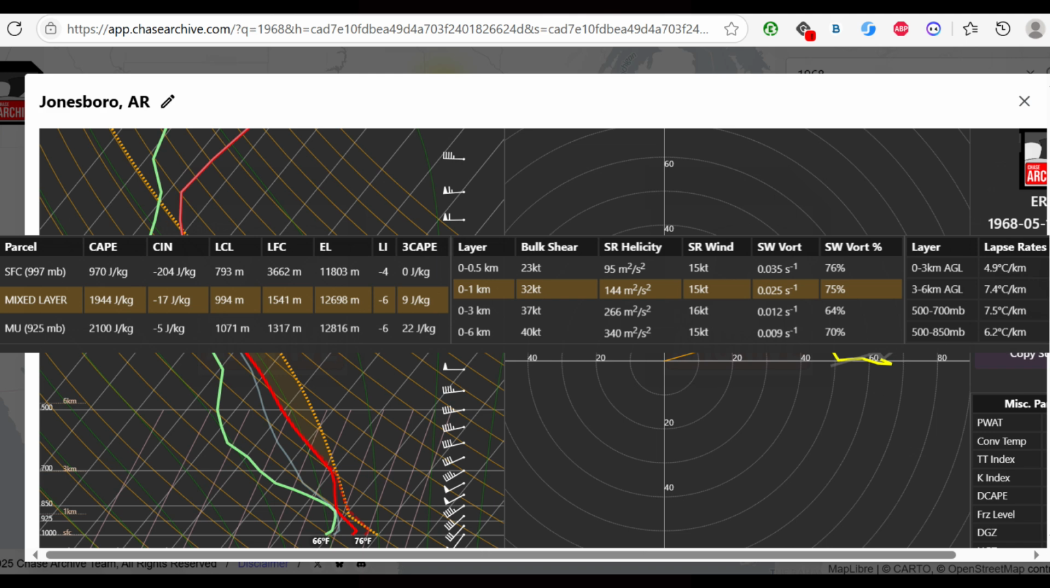And this sort of nose will probably also remain due to potentially the lack of surface heating eroding that warm nose. So whilst it's there, it's very minimal, and it's only minus 17 joules per kilogram, so that's still negligible to the total sounding.